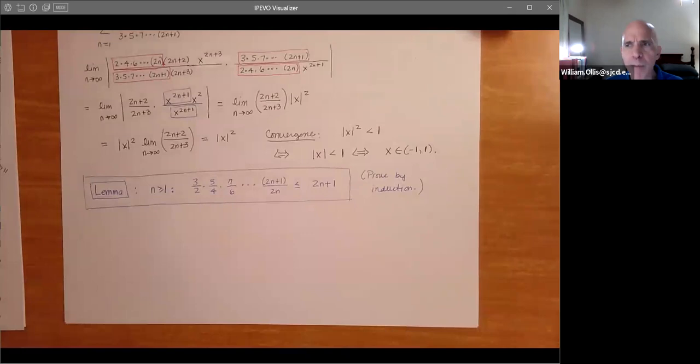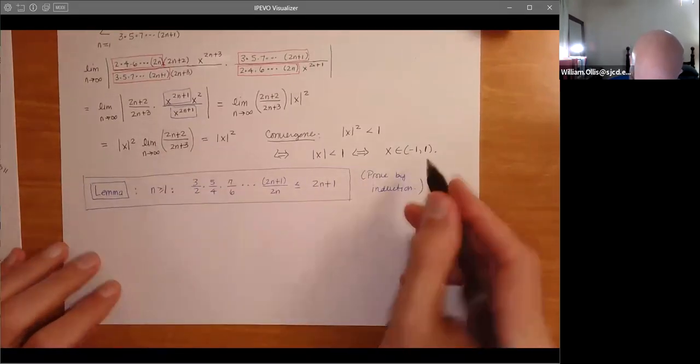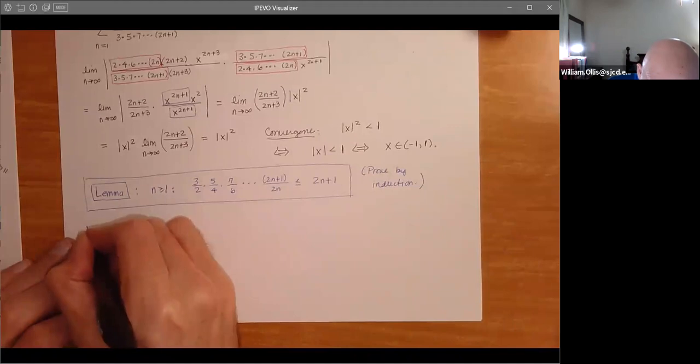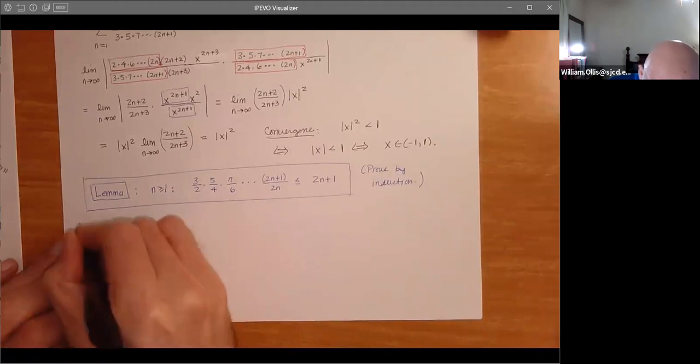This is what I was talking about before, when students just say, oh, well, you know, it's clear. No, it's not clear. You need this argument to push these forward. So let's check x equals 1.